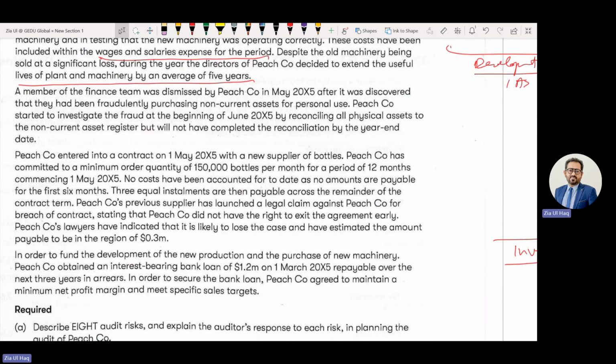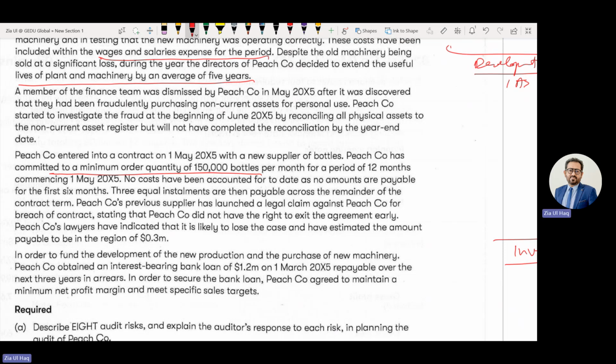Each company entered into a contract on 1st May 2025 with a new supplier of bottles. Peach Company has committed to a minimum order quantity of 150,000 bottles per month for a period of 12 months commencing 1st May 2025. In this commitment, they need to perform. At least 150,000 bottles they need to order from the supplier.